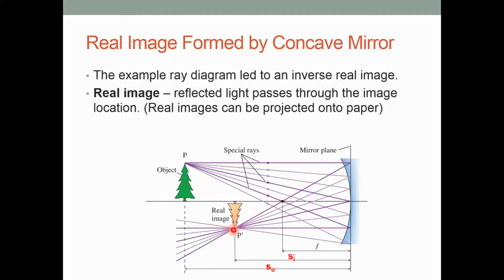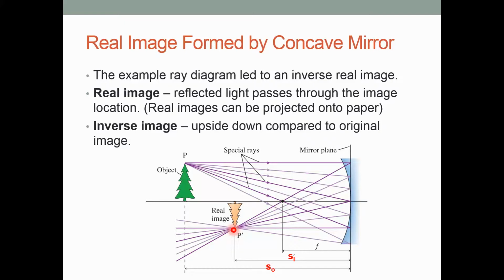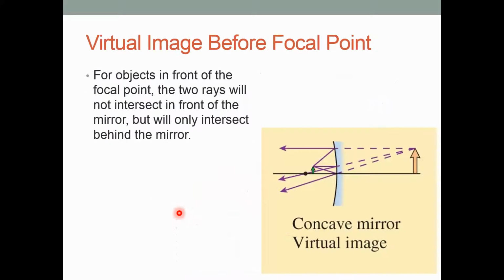Reflected light passes through the image locations, and you could take a piece of paper and project that image onto the paper. We have an inverted image, upside down compared to the original. And in terms of magnification, this image is smaller than the original object.